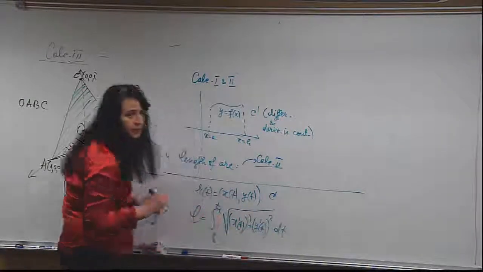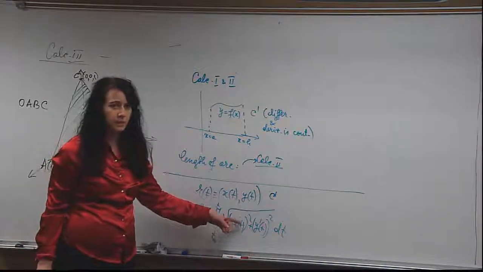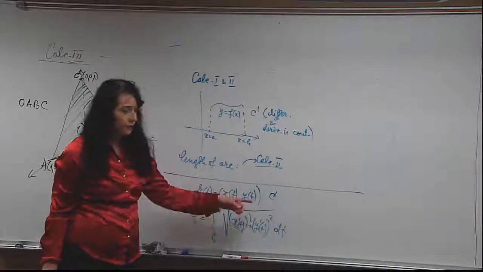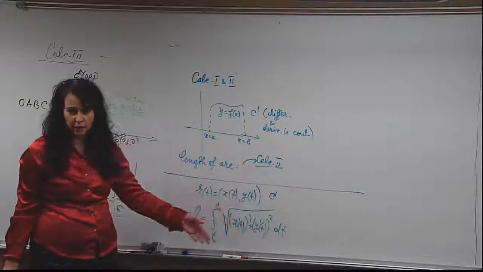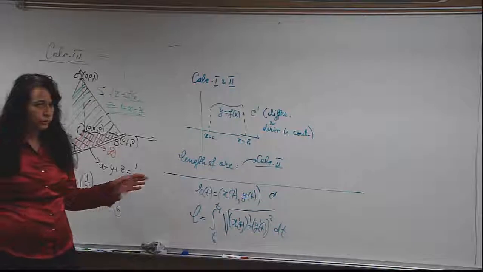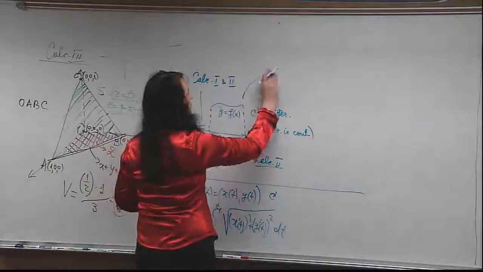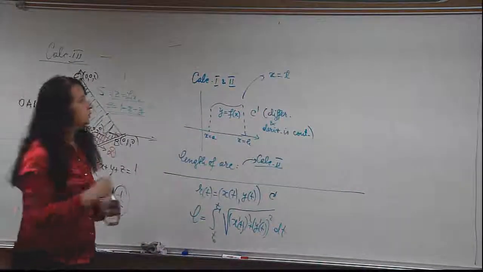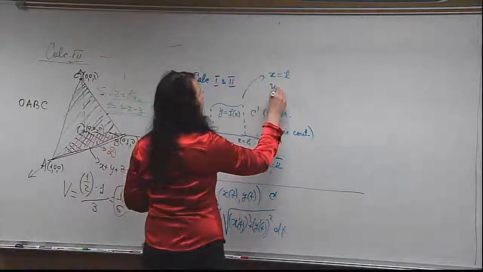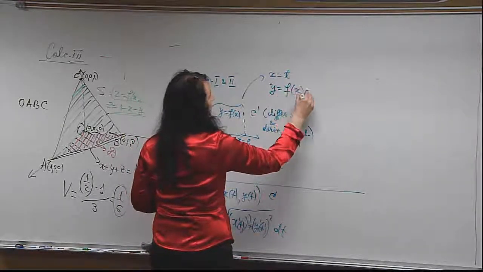Why is that? Somebody tell me. That was the speed. That was the magnitude of the velocity vector. And we've done that, and we discovered that in Calculus 3. In Calculus 2, they taught this for what case? The case when x is t and y is f of t, which is f of x.